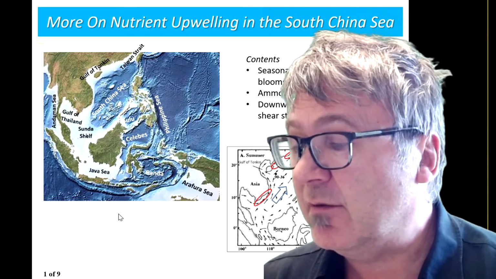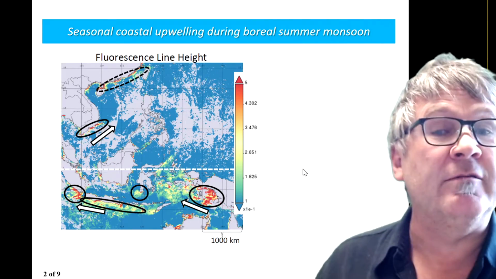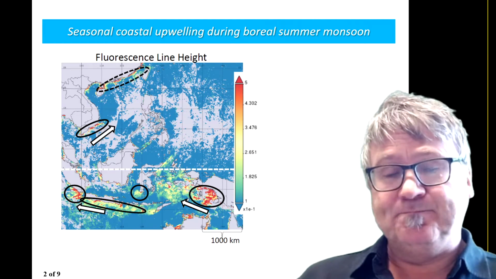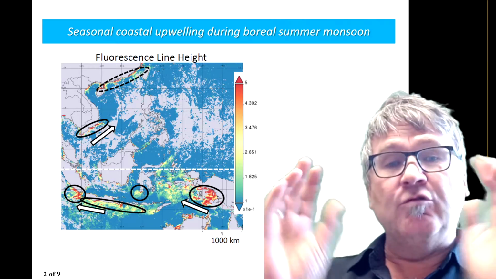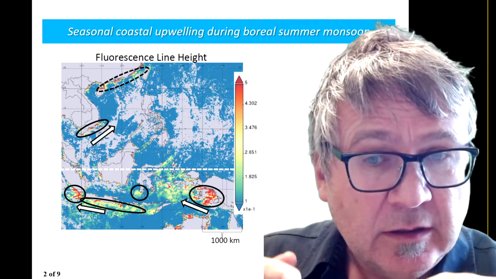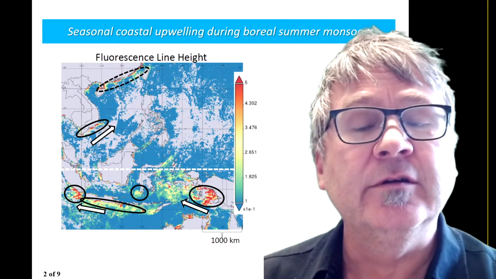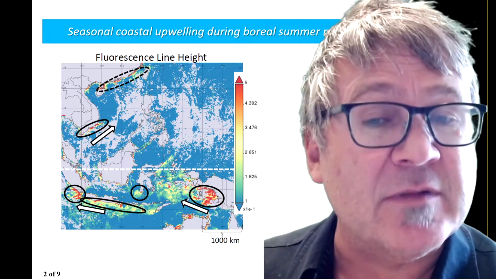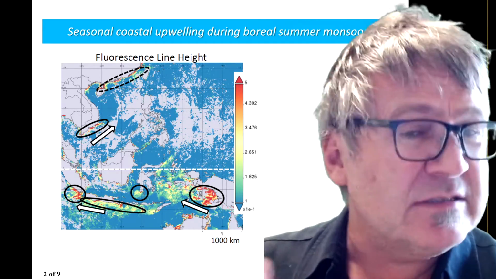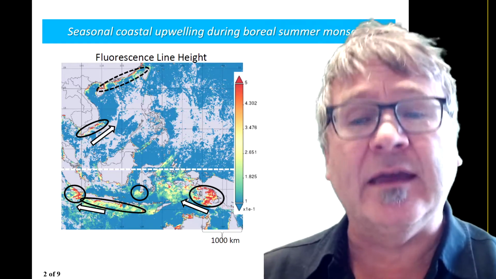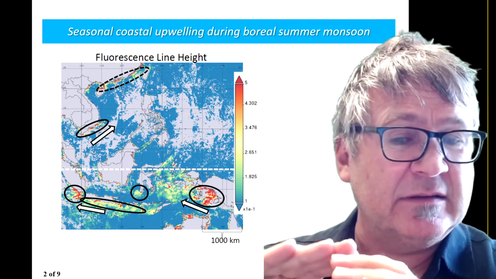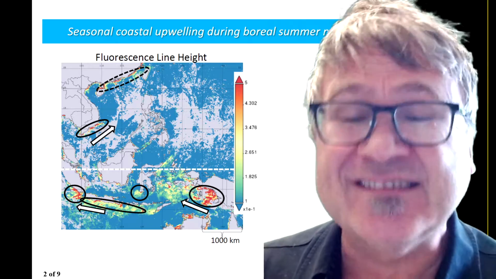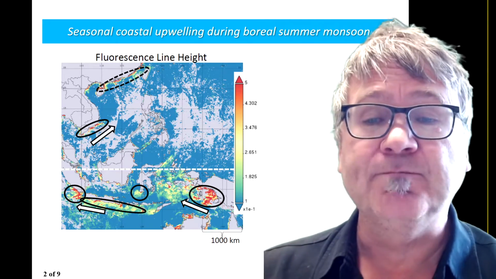And let's have a look at the summer system. Okay, during summertime, and I showed this before in the previous lecture, this is fluorescence line height. Fluorescence line height is an alternative method. It's a satellite product which is devoid of influences from sediments. It's a little bit better. It's not calibrated everywhere, but in any case, it is more robust in regions where you have a strong bias from sediment, or where you expect a strong bias.